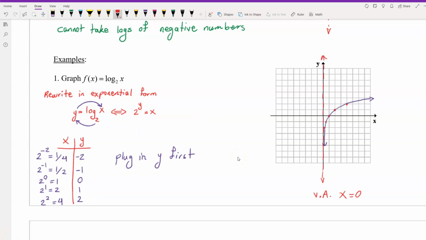Now graph this function, connect these points, and based on what we have here, this graph getting closer and closer to x equal to 0, meaning that vertical asymptote is x equal to 0.